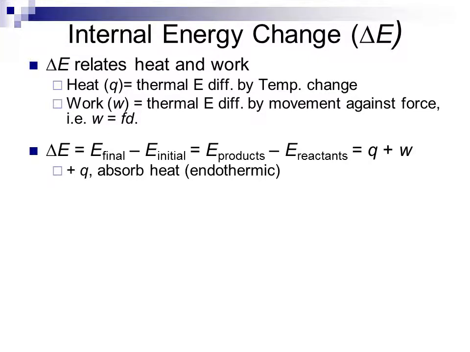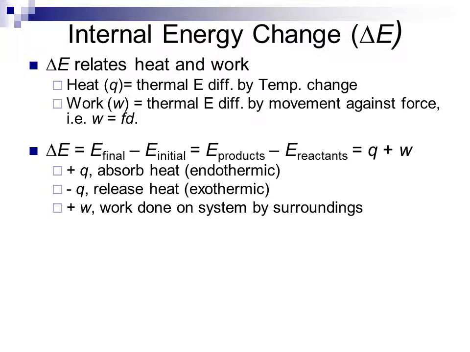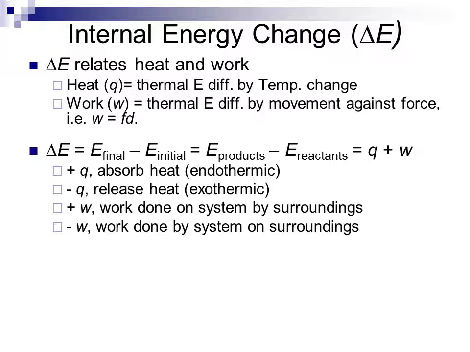So if I have a positive heat, then I'm absorbing heat. My process is endothermic. If I have a negative heat, I release heat, which means my process is exothermic. A positive W means that work is being done on the system by its surroundings. For instance, my system is being compressed, as an example. A negative W means that work is being done by the system on the surroundings. For instance, I'm expanding.